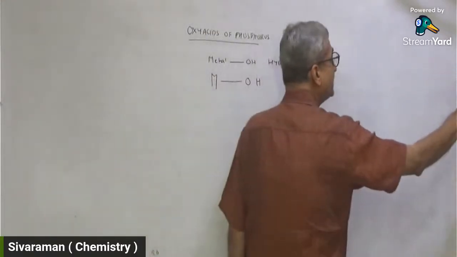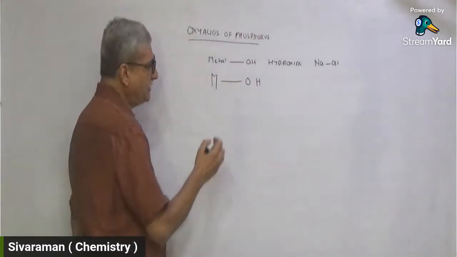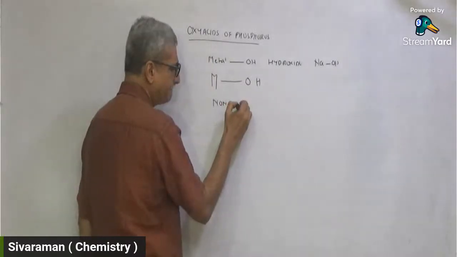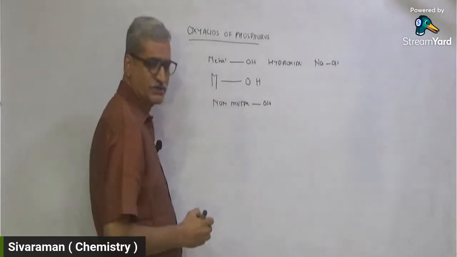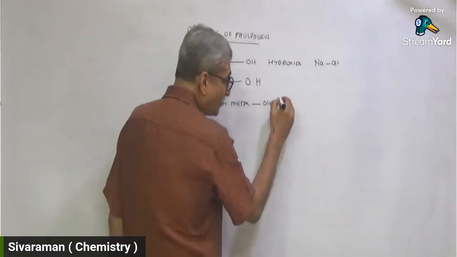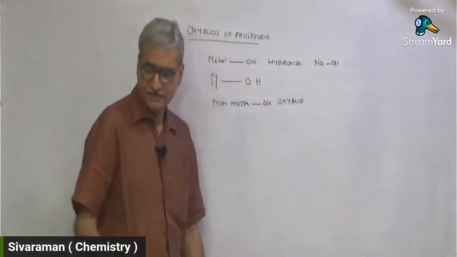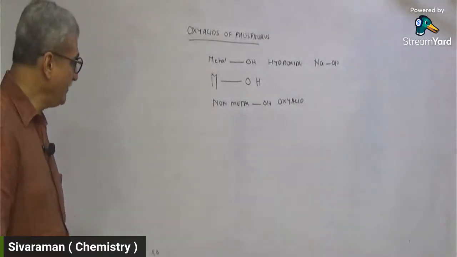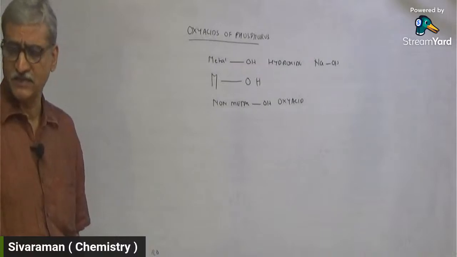NaOH is sodium hydroxide. On the other hand, if you have a non-metal attached to OH, then that is called an oxyacid. Obviously, it is an oxyacid because it is acidic in nature. So remember, oxyacids are non-metals which have an OH group.